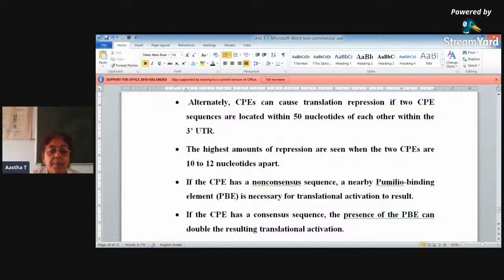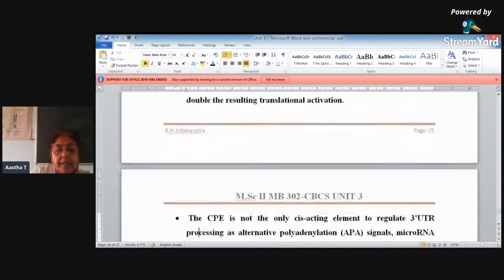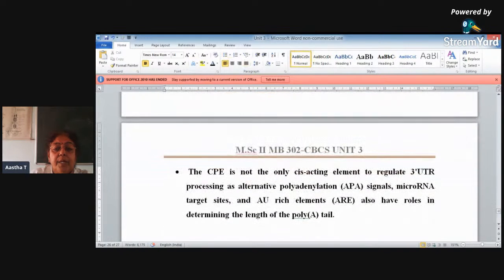If the CPE, cytoplasmic polyadenylation element, has a non-consensus sequence, a nearby Pumilio binding element is necessary for translation activity. नॉन कॉन्सेन्सस सिक्वेन्स जर त्याच्यात प्रेझेंट असेल तर मग एक वेगळा एलिमेंट लागत असतो ट्रान्सलेशनची प्रोसेस ॲक्टिवेट करायला, आणि दॅट इज नोन ॲज प्युमिलिओ बाइंडिंग एलिमेंट. आणि कॉन्सेन्सस सिक्वेन्स जर त्याच्यात प्रेझेंट असेल तर प्रेझेन्स ऑफ PBE can double the resulting translation activity. तर मग ही प्युमिलिओ बाइंडिंग एलिमेंट जी आहे ती ट्रान्सलेशनची प्रोसेस फक्त ॲक्टिवेट करणार नाही पण त्याला डबल efficiency activate करेल.